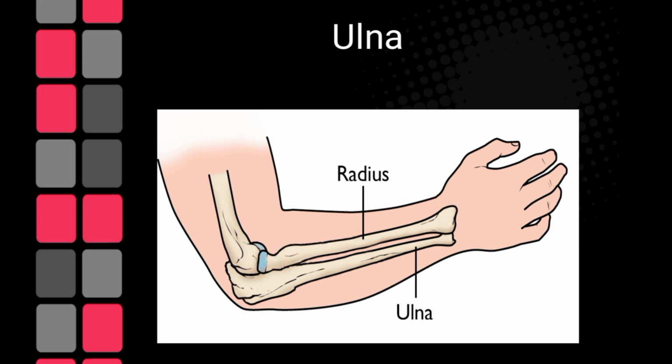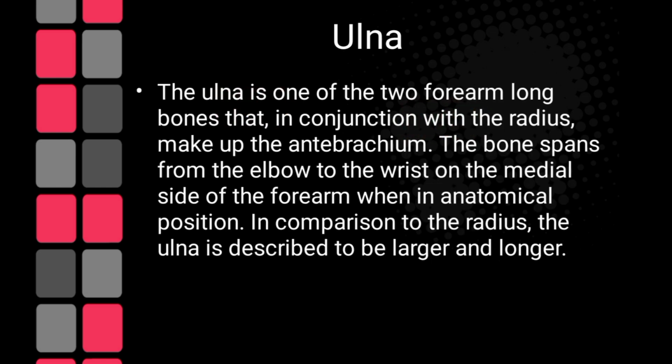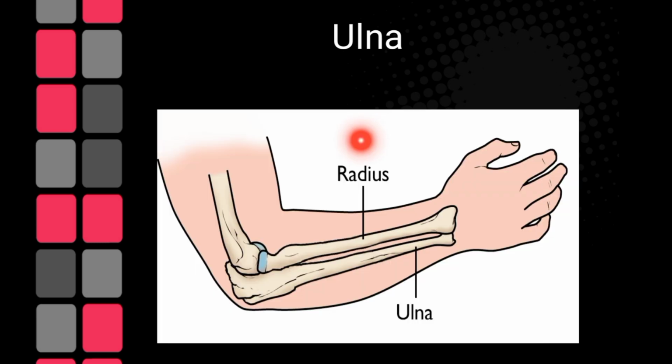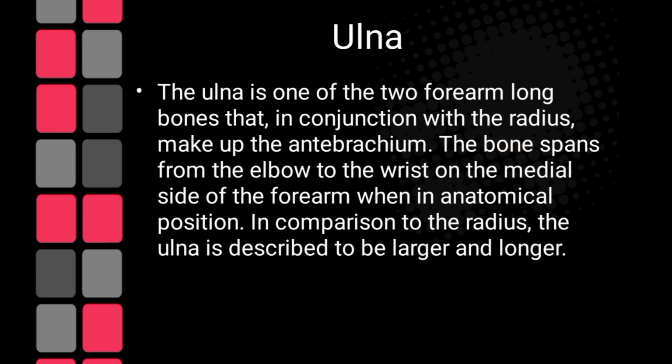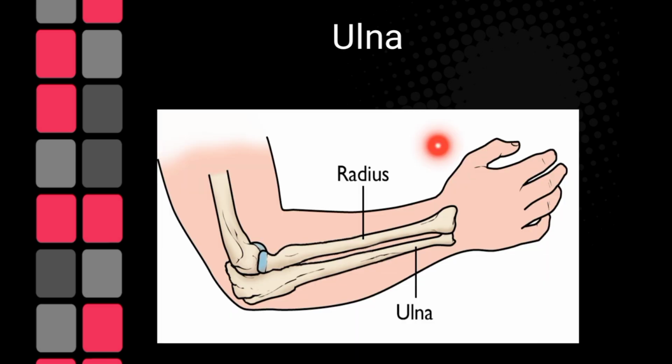Here is our second bone, ulna. This is the radius and this one is the ulna. Ulna is one of the two forearm long bones that, in conjunction with the radius, make up the antebrachium. These two bones form the forearm. The bone spans from the elbow to the wrist on the medial side of the forearm while in anatomical position. In anatomical position, radius is present laterally and ulna medially, as we have discussed already.